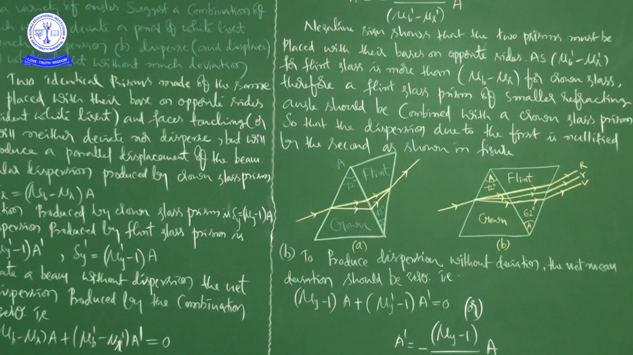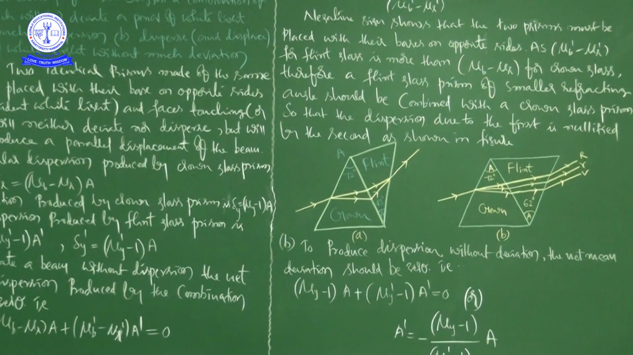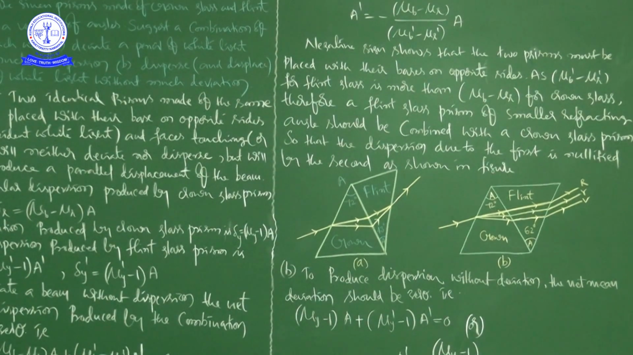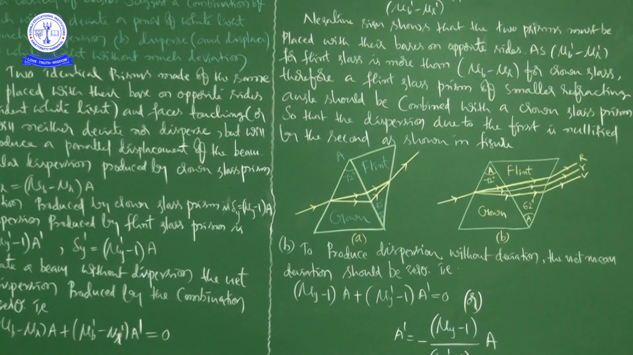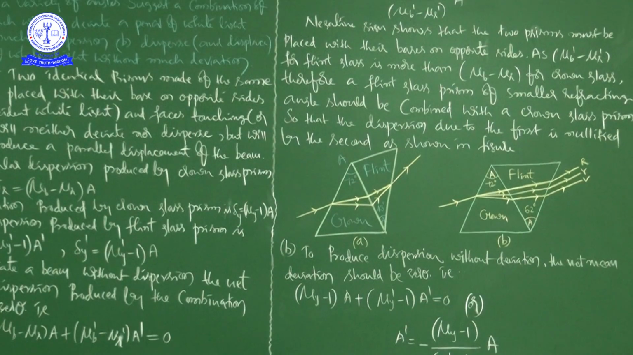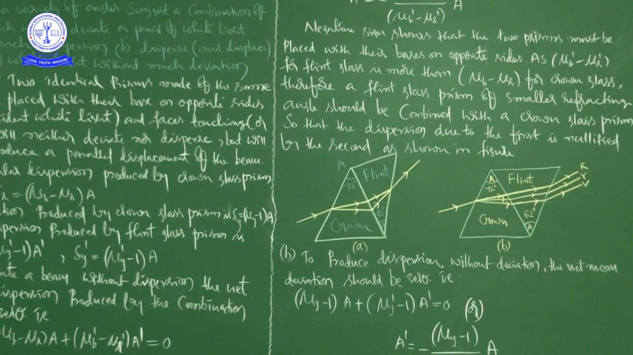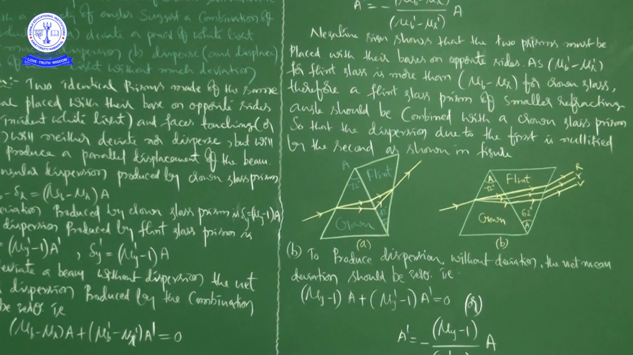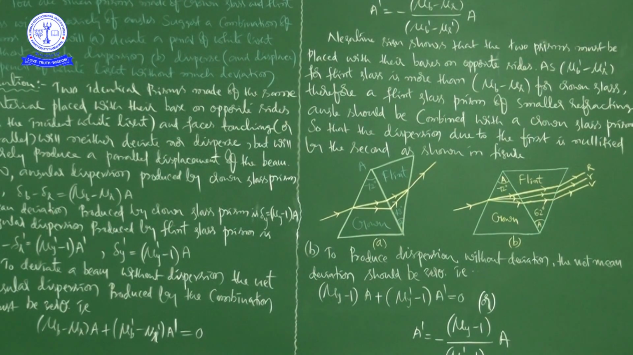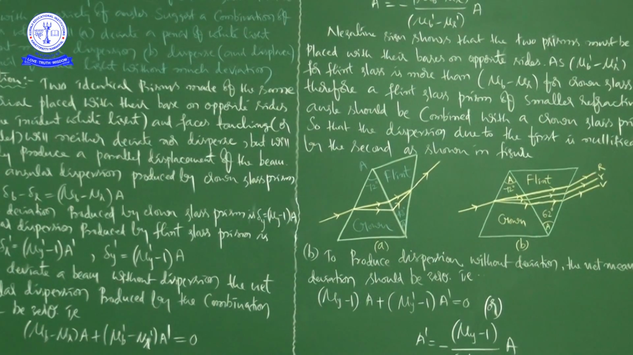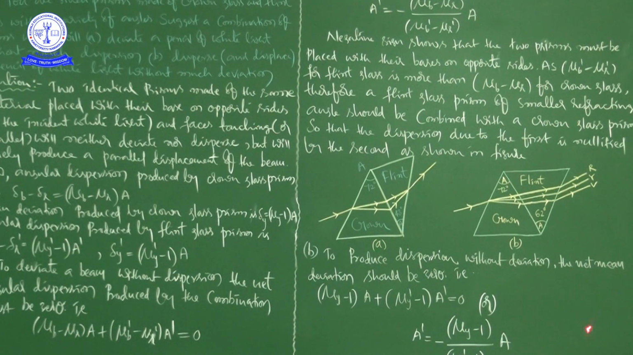Disperse, that is in the bracket, and displace, right? So disperse a pencil of white light without much deviation. So we have to give a combination of prisms for this condition. What he is asking is dispersion without deviation, without much deviation. To produce dispersion without deviation, the net mean deviation should be 0.